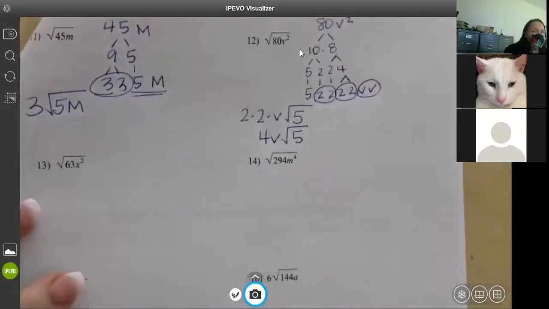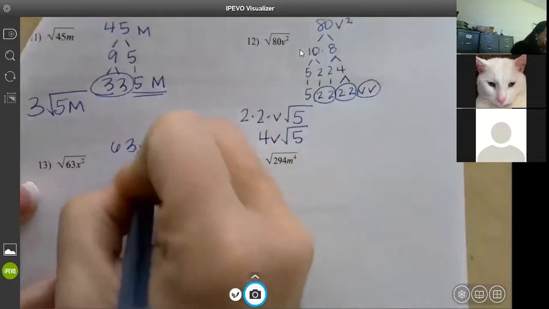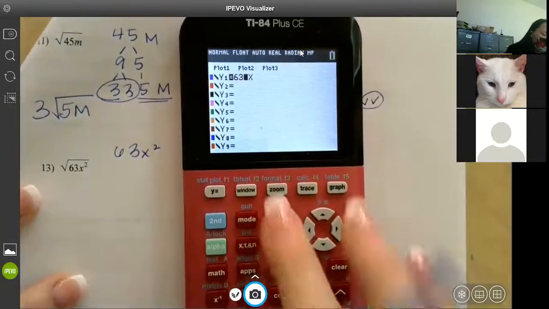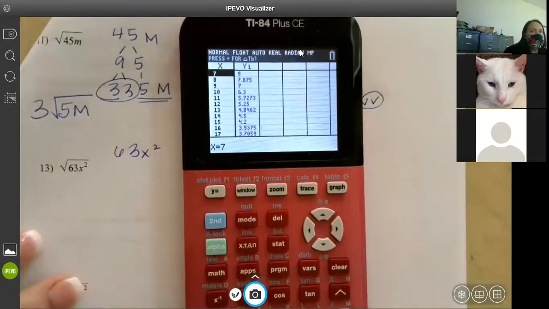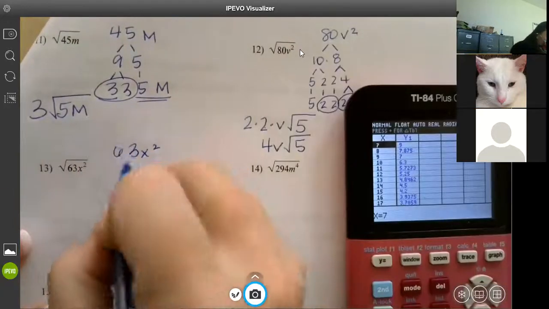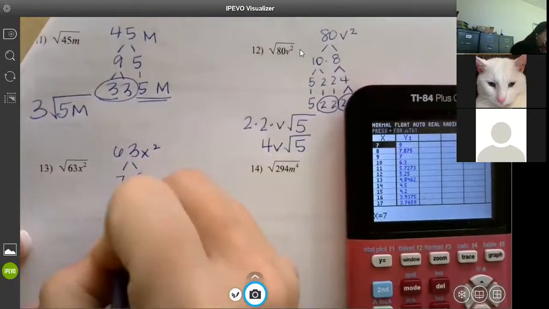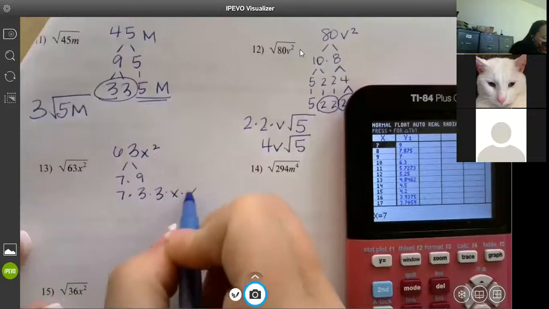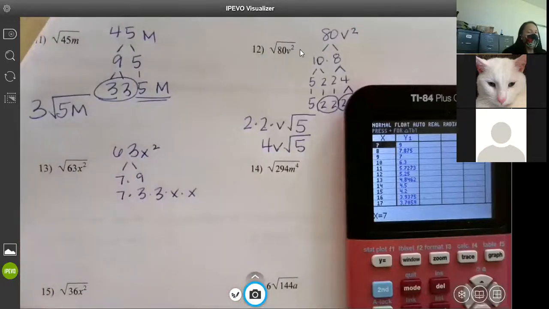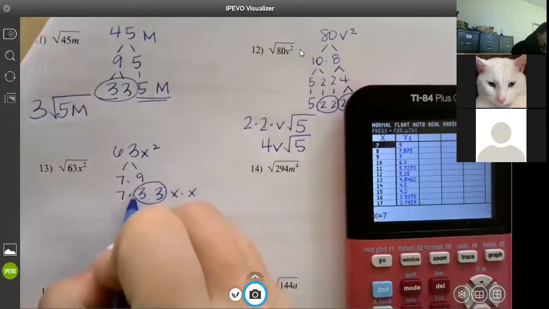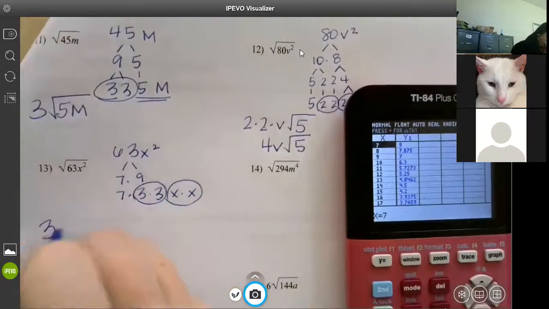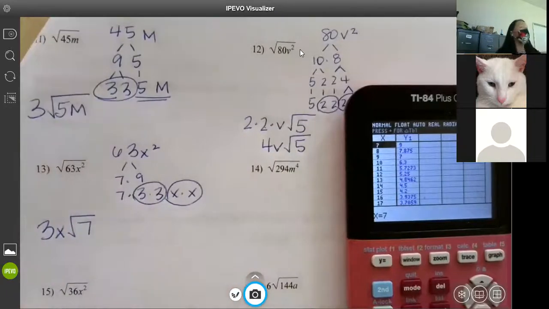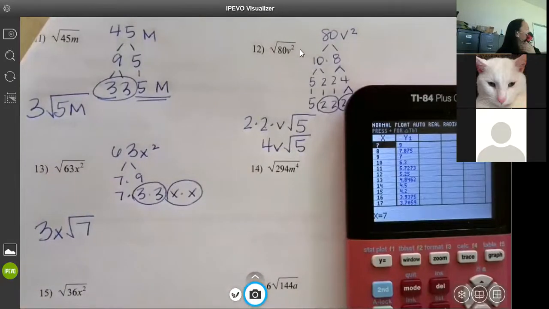All right. Number 13, I have 63x squared. If you don't know your factors of 63, put them in your calculator, look at your table. There they are, 7 and 9. What are your factors of 9? 3 and 3. And then I had x squared, which is 2 x's. What do I have pairs of? Those come outside. So 3 and x goes on the outside. What did I not circle? That's on the inside. Again, don't make it harder than what it is.